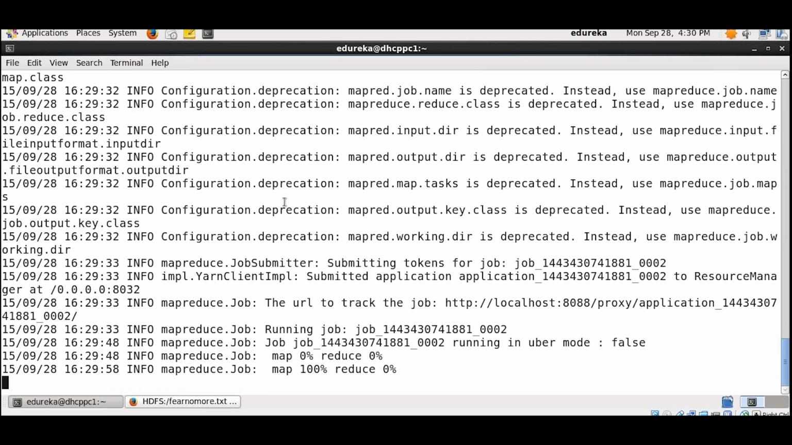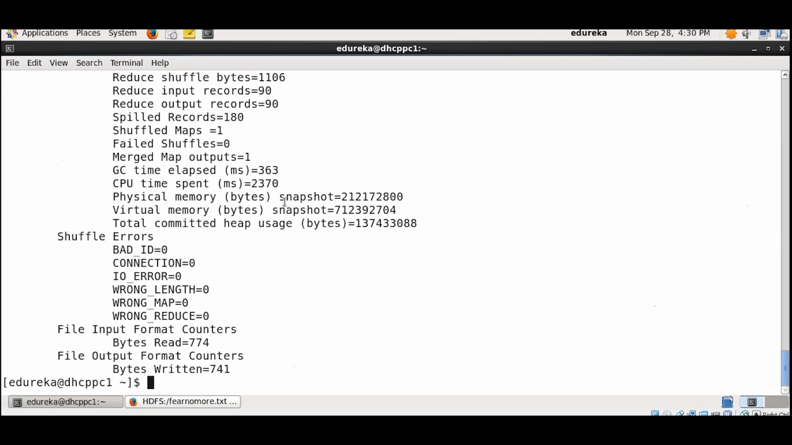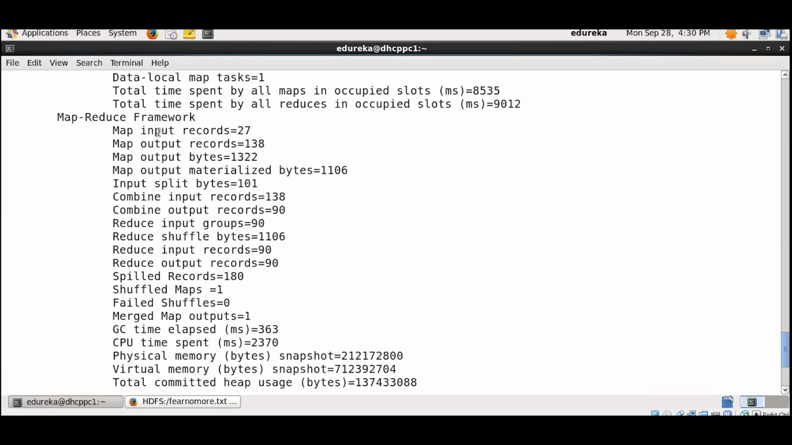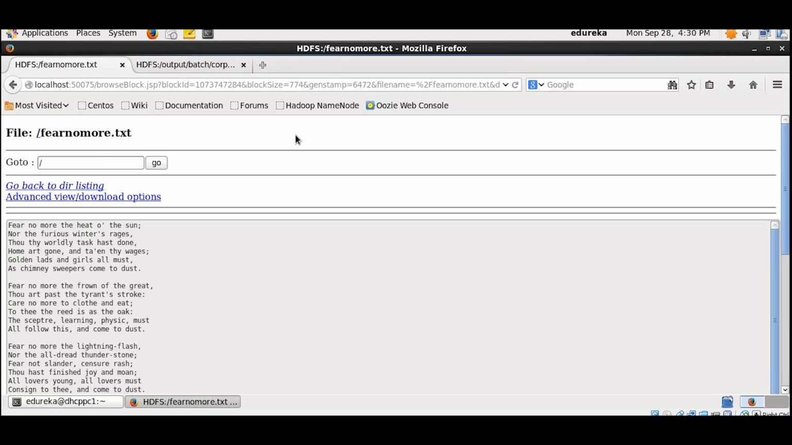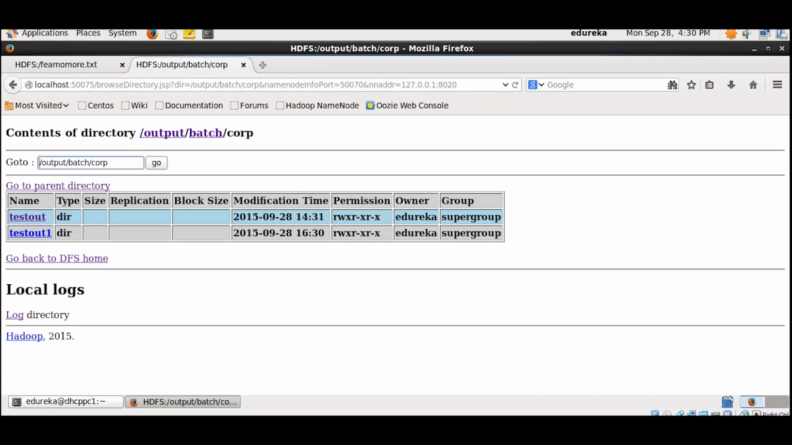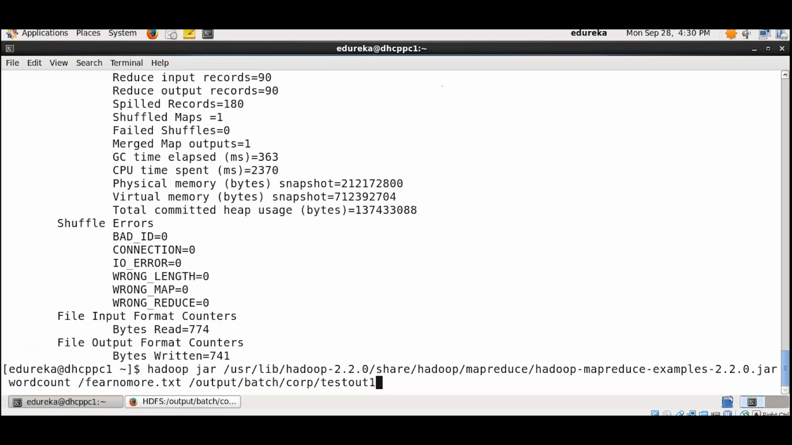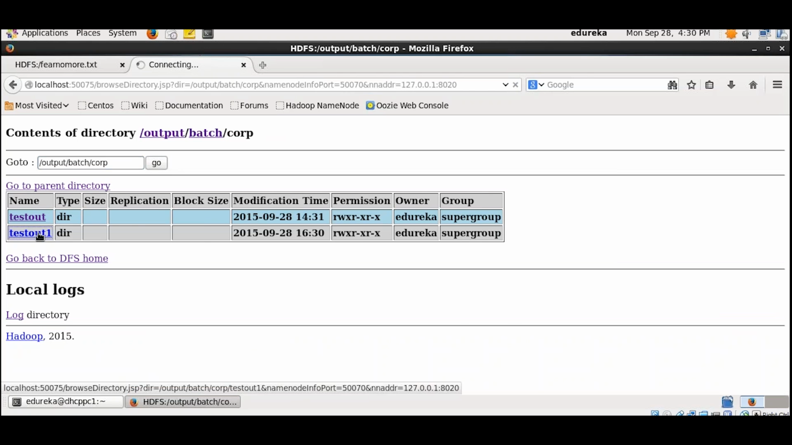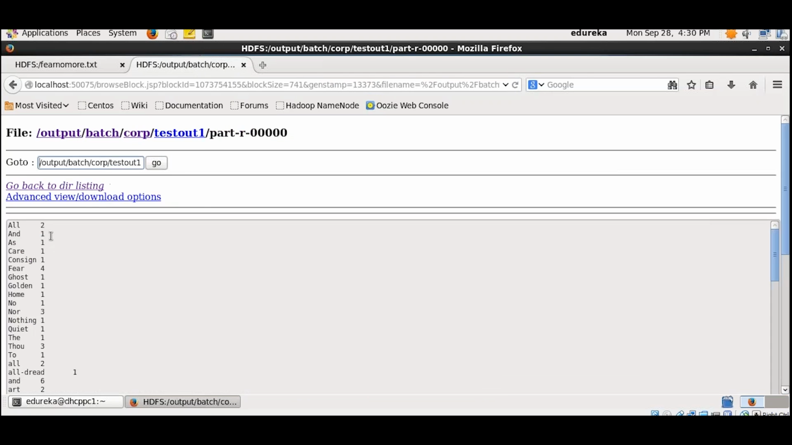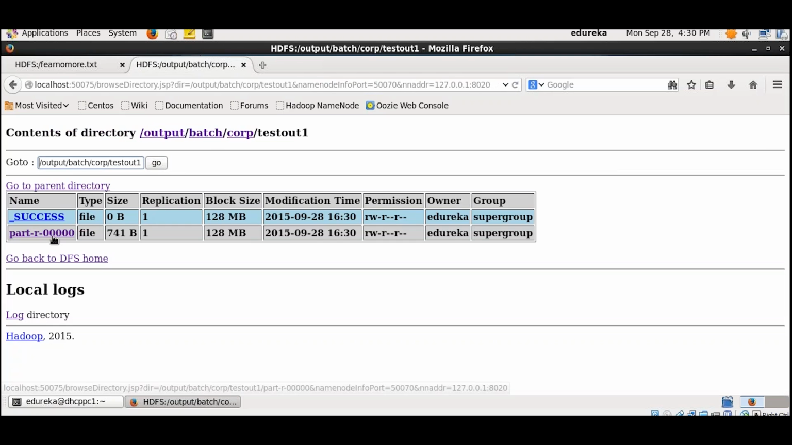We cannot measure the performance of a flight just by flying for 3 kilometers or 2 kilometers, right? That's not possible. We will understand in the actual course what this output means, everything. Let's go and check the output. I gave an output location, slash output slash batch corp test out one. So I have test out one here, where the output is. What this success file is, everything we will discuss later.